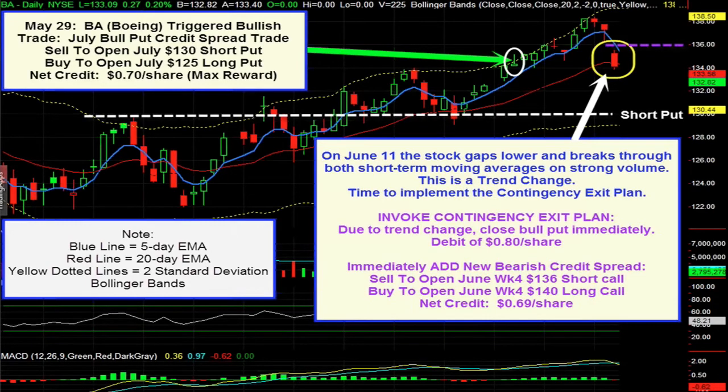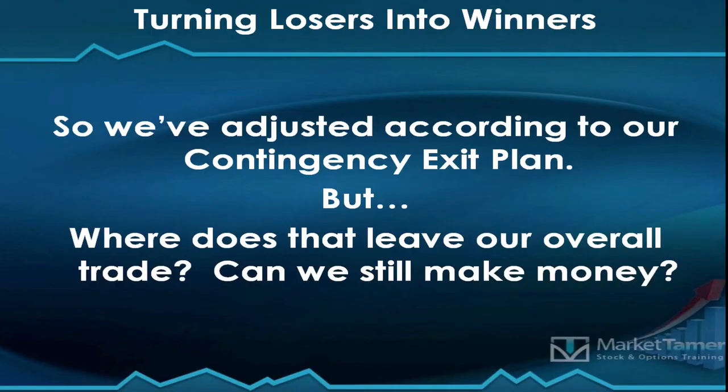And here's the beauty of options, especially on stocks that are heavily traded, like Boeing. We can even use weeklies. We originally had a July trade that was going to take about 5 weeks, 6 weeks to expire, and move into a weekly trade that's only going to take a few weeks to expire and still make money. By adding that bear call spread, we're going to take in 69 cents. Do the math. 70 cents in the pocket, 80 cents out, 69 back in. We've just adjusted according to our exit plan.